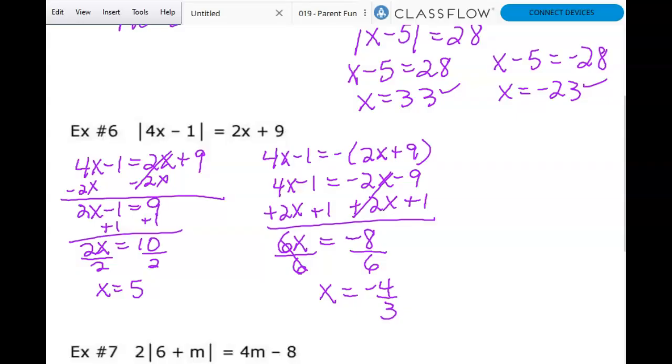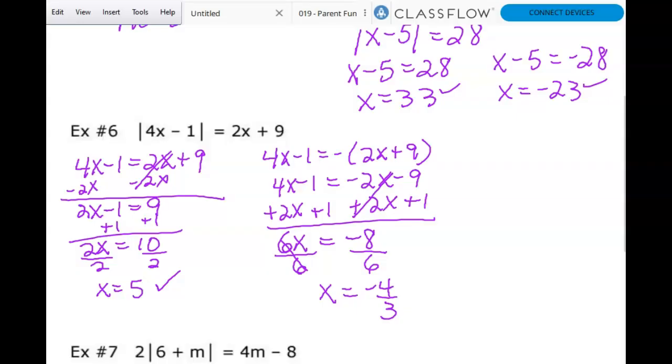All right, so let's check the 5. If I put the 5, I have 4 times 5, which is 20, minus 1 gives me 19. On the other side, I have 2 times 5, which is 10, plus 9, and that gives me 19. So the 5 is a check.